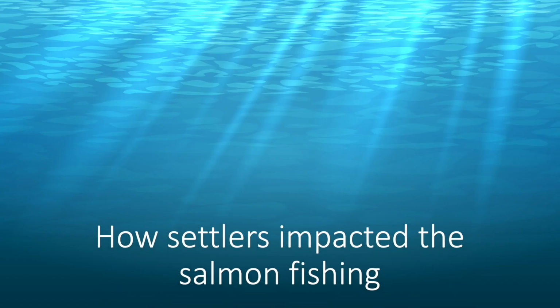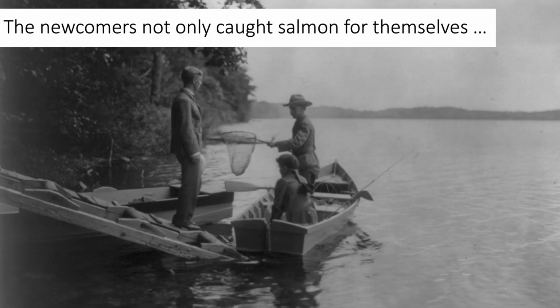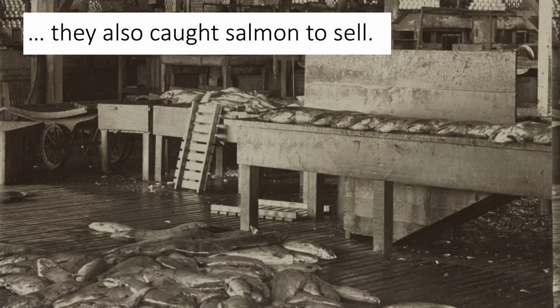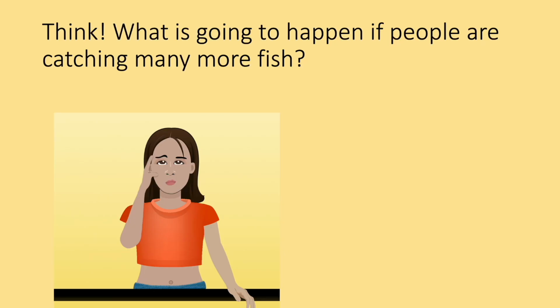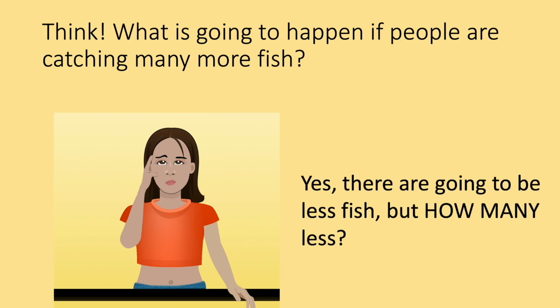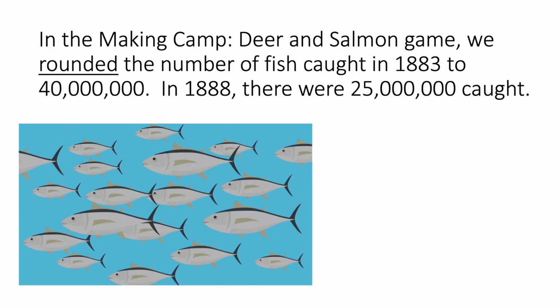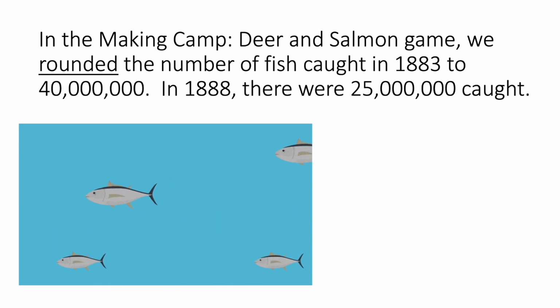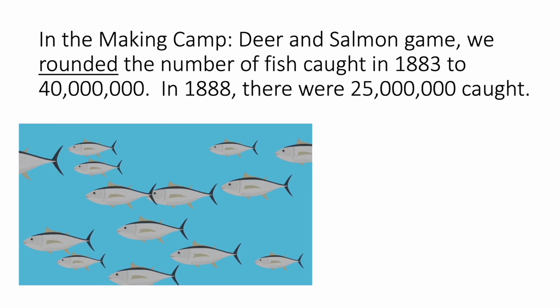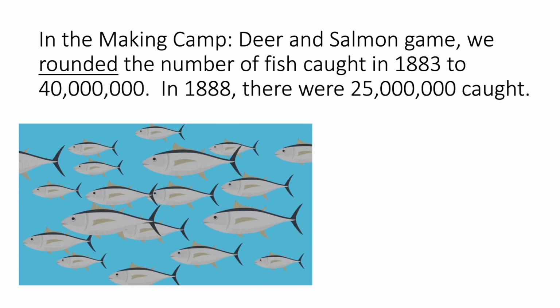How settlers impacted the salmon fishing. The newcomers not only caught salmon for themselves, they also caught salmon to sell. Think, what is going to happen if people are catching many more fish? Yes, there are going to be less fish, but how many less? In the Making Camp Deer and Salmon game, we rounded the number of fish caught in 1883 to 40 million. In 1888, there were 25 million caught.